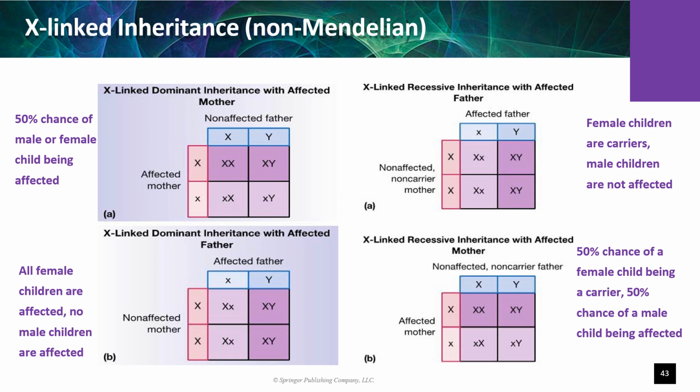Examples would be Rett syndrome, Fragile X syndrome, and rickets, which is vitamin D deficiency, or X-linked hypophosphatemia. If the father is affected, then all the female children will be carriers. If the mother is affected, 50% of the male children will be affected and 50% of the female children will be carriers. Examples of X-linked recessive disorders are hemophilia and Duchenne's muscular dystrophy.